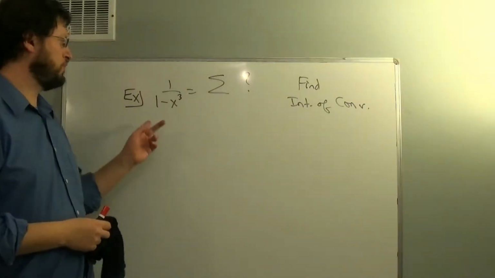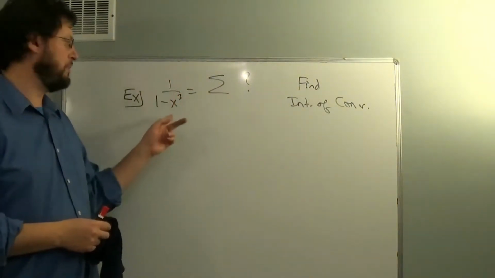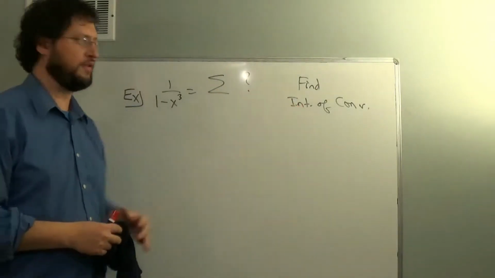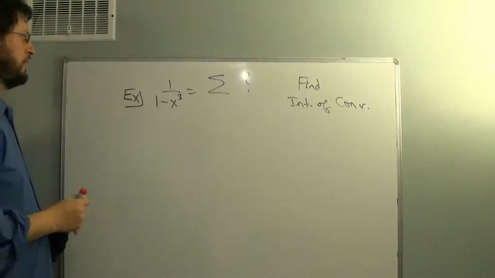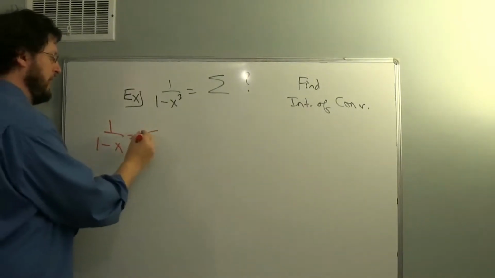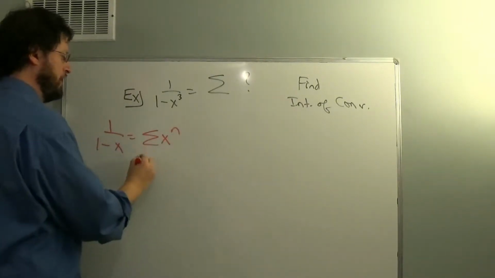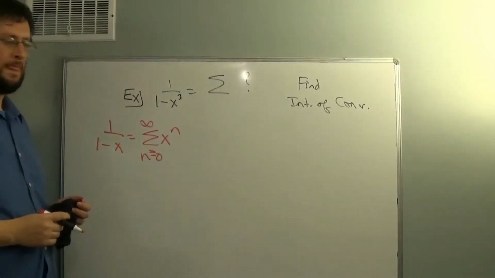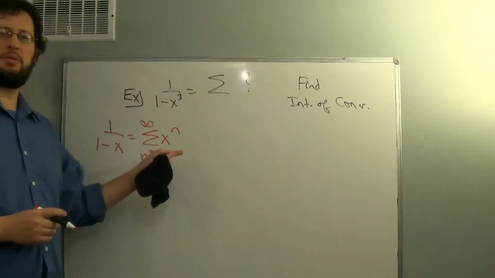In this example, we will convert the function 1 over 1 minus x into a series and find its interval of convergence. Remember that if we have 1 over 1 minus x, that is the sum of x to the n, where n is 0 to infinity. This is one of our favorites that we'll just have to remember.